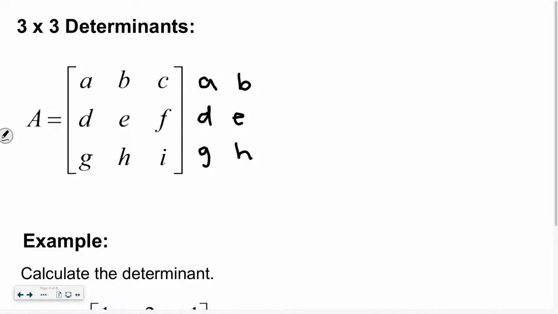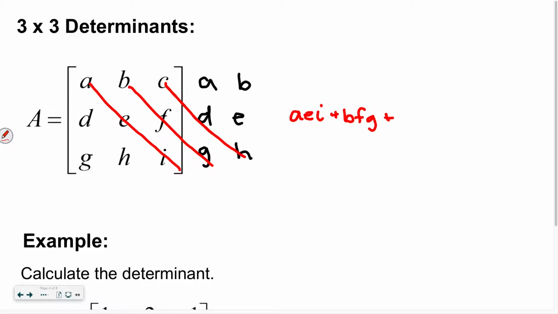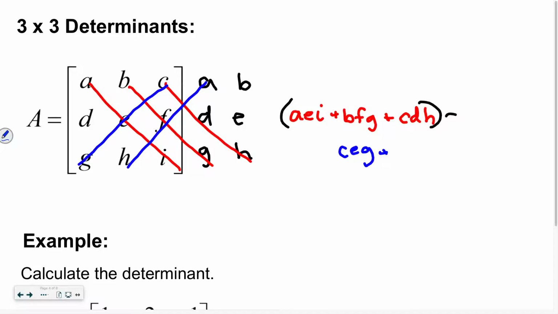Okay. Oh, I see. So I'm doing AEI plus BFG plus CDH. Okay, so I gotta add up all three of those diagonals. And then I'm gonna subtract from that CEG plus AFH plus BDI.